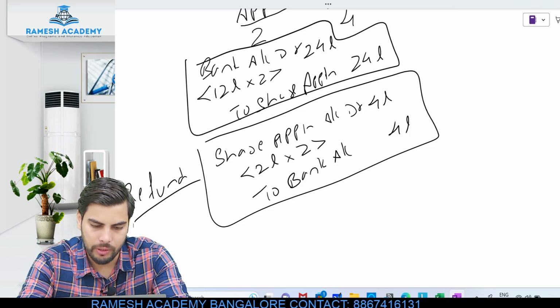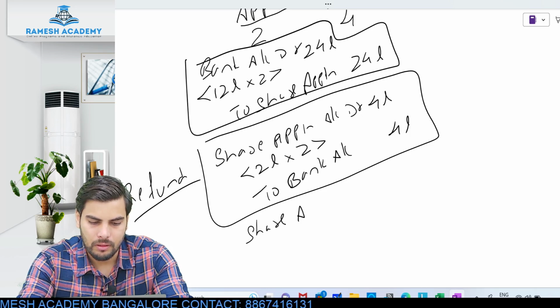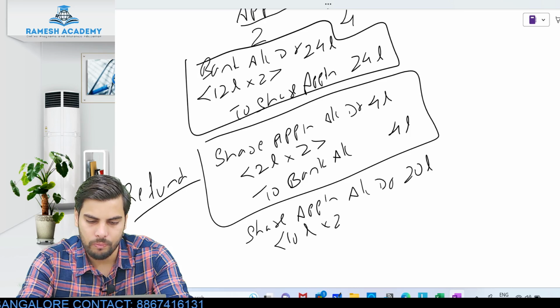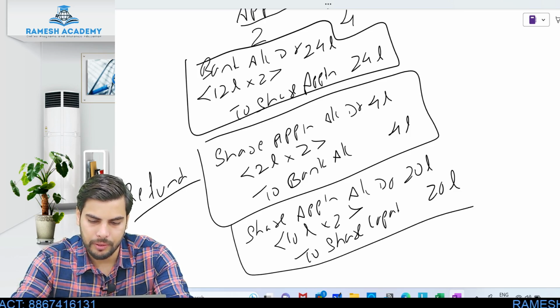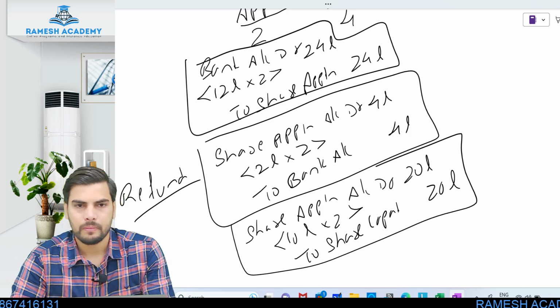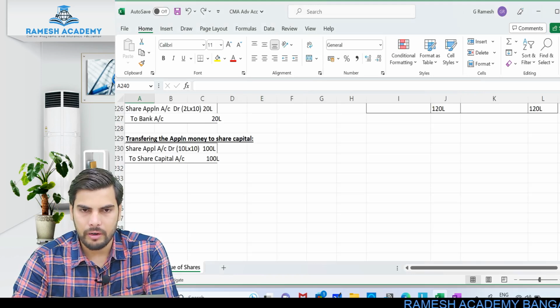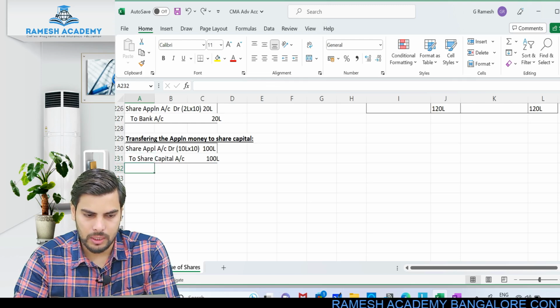You already know the entry. So what will be the entry for this? The entry for this would be like this: share application account debit, 20 lakh, that is 10 lakh into 2, to share capital account. This would be the entry. Clear? Any doubt pertaining to these three entries? Now I'll write the same thing in a proper way for our notes. Let's have a look at this.